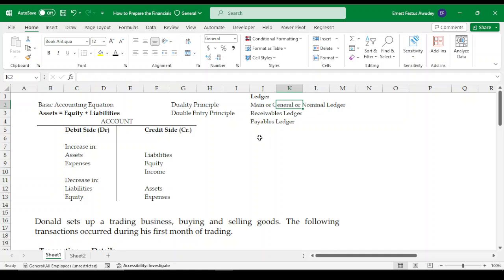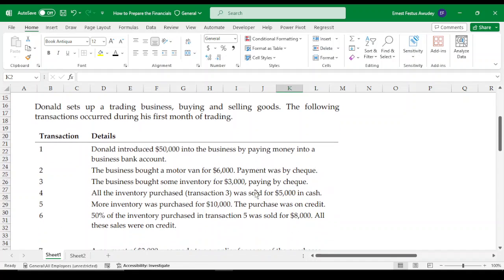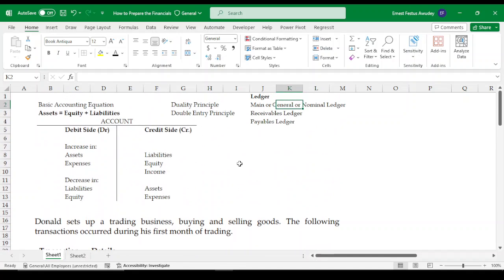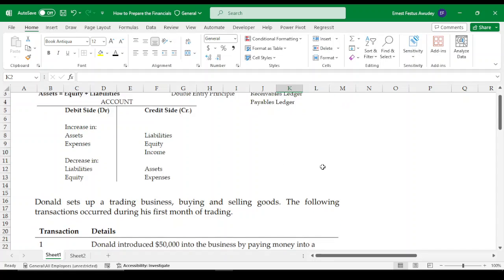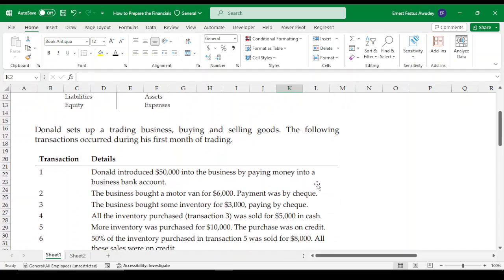So this is just something I want you to understand before we dive into the business for today. This is just a brief overview of whatever we call the accounting basics. All right, so that is it. So let's continue to our business for today.